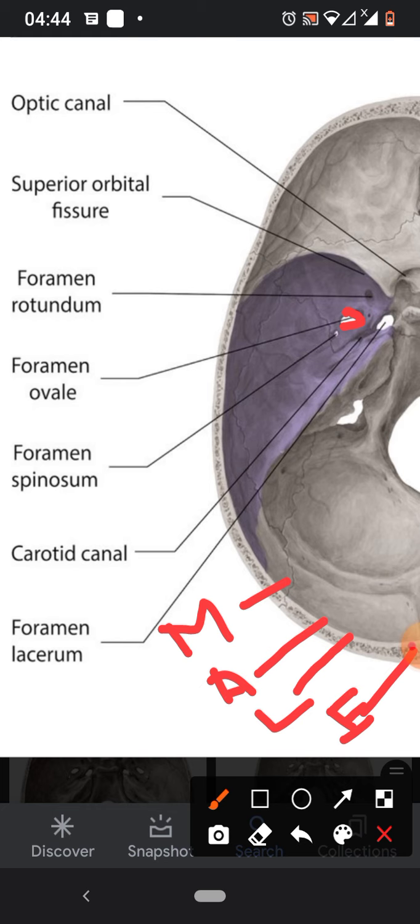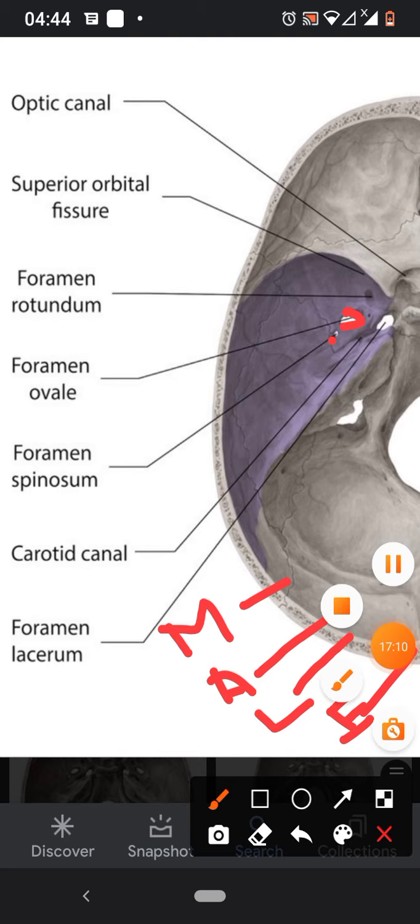So let's come to the foramen spinosum. You know that this small foramen, present lateral to the foramen ovale, is the foramen spinosum. From this foramen spinosum, a very important structure, the middle meningeal artery, is passing.